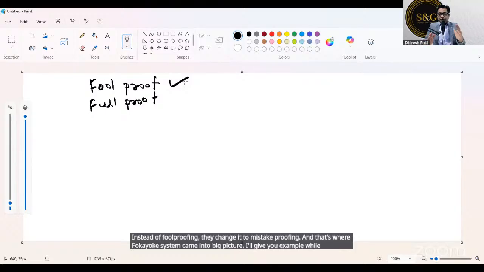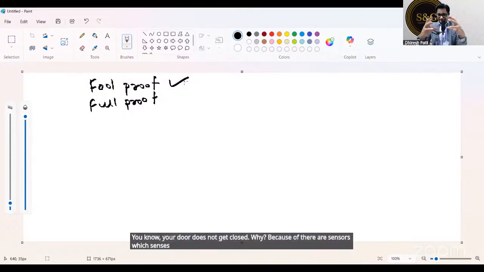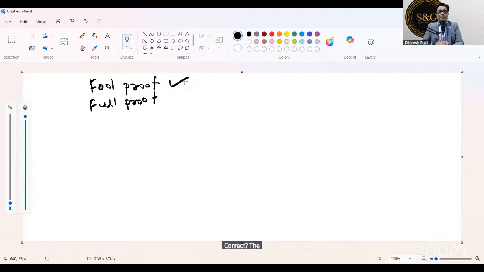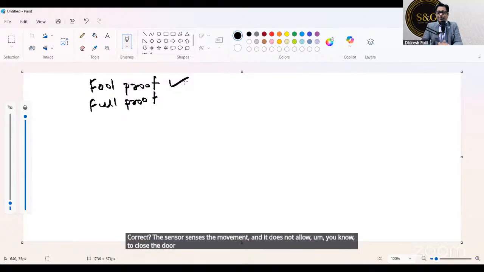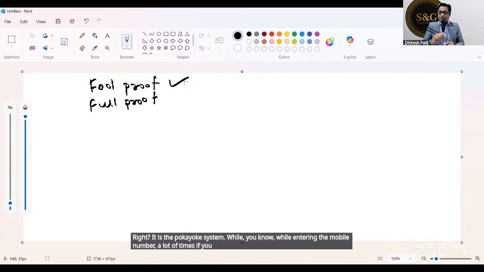While going in or coming out of the escalator or lift, your door does not get closed. Why? Because there are sensors which sense the movement. Correct? The sensor senses the movement and it does not allow the door to close and any mishap to happen. Right? It is the Poka-yoke system. While entering the mobile number, a lot of times if you type only 9 numbers, it gives you a red signal that there is something wrong in the number. Please add another digit. Something is missing. It is called a Poka-yoke system.